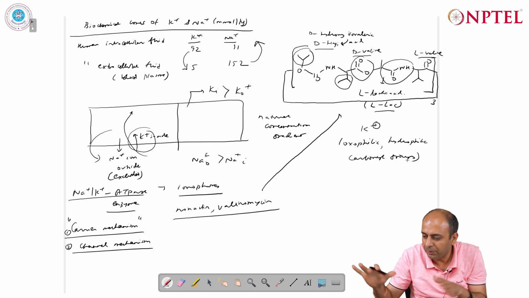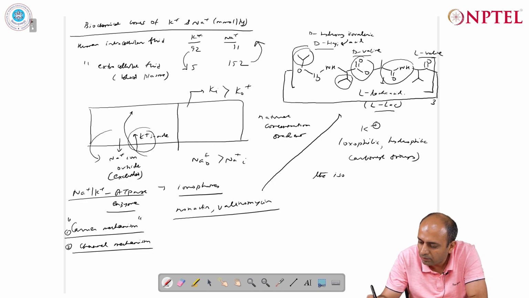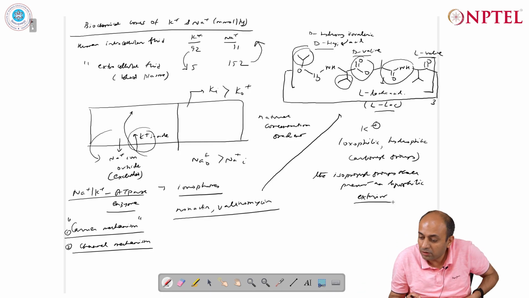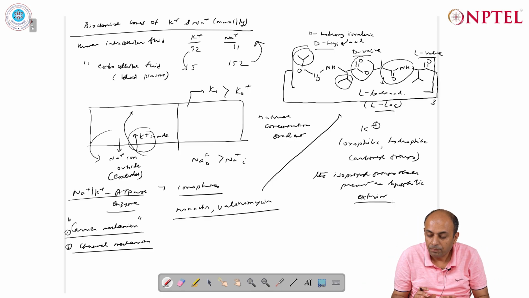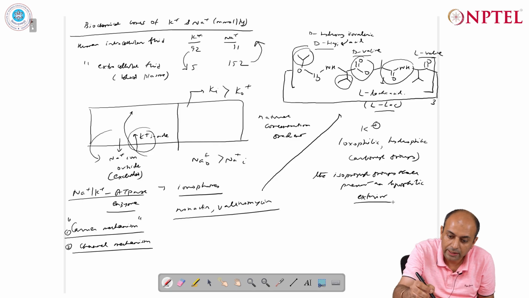and now the isopropyl groups shall present a lipophilic exterior. They will now present a lipophilic exterior, and because of this what will happen is that now the potassium ions can be effectively transported across the bilayers, and let us see how this takes place.